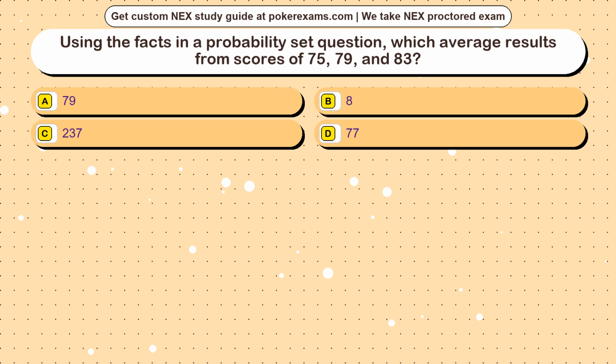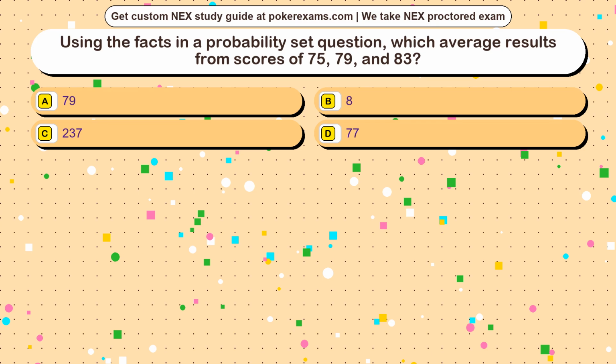Question 16. Using the facts in a probability set question, which average results from scores of 75, 79, and 83? Option A, 79. Option B, 8. Option C, 237. Option D, 77.